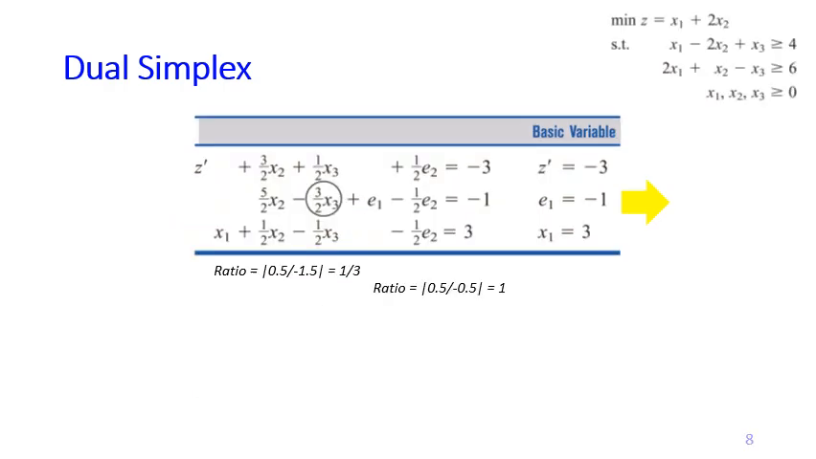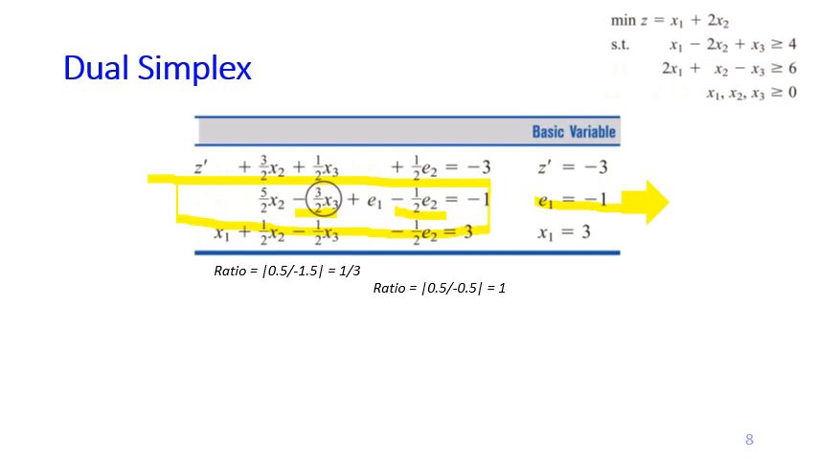A negative coefficient in the right hand side means that we are going to do step 2 again in the dual simplex algorithm. So the most negative variable becomes the leaving variable. So E1 becomes the leaving variable. And then in this row, we see that we have negative 3/2 x3 and a negative 1/2 E2. So we perform the ratio test for both variables.